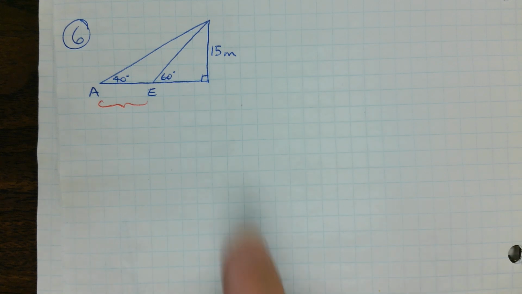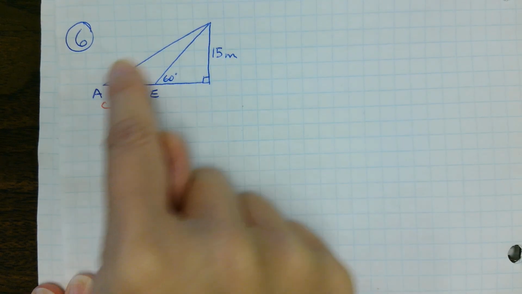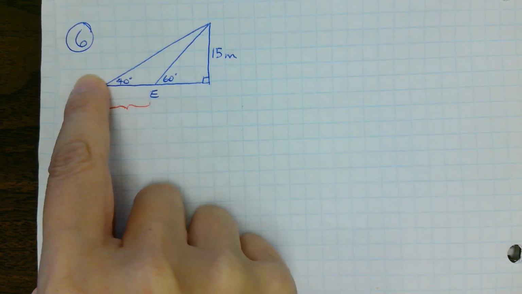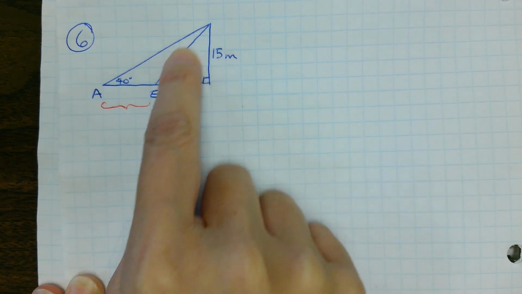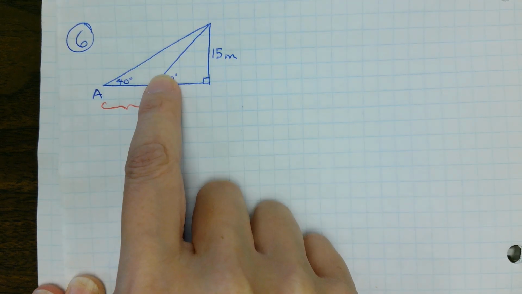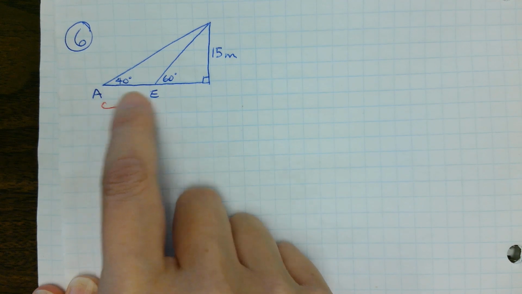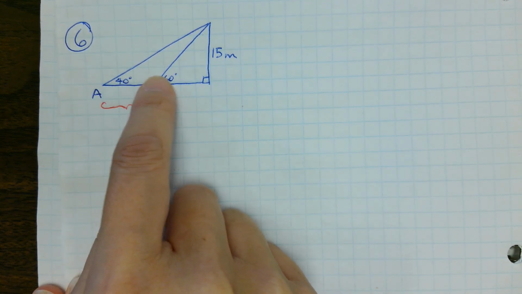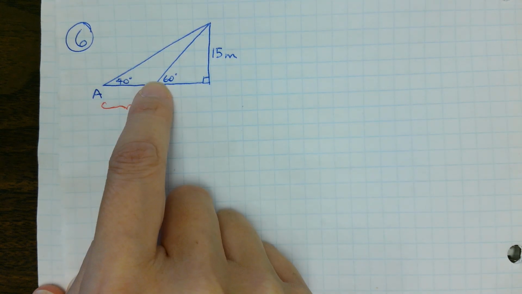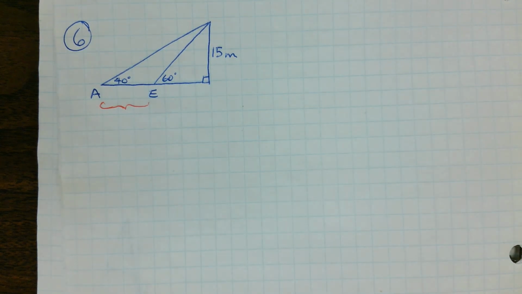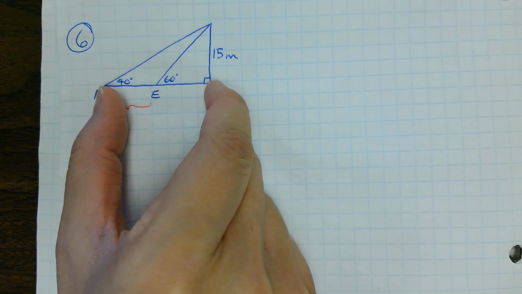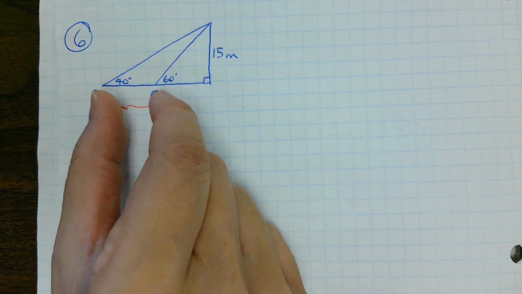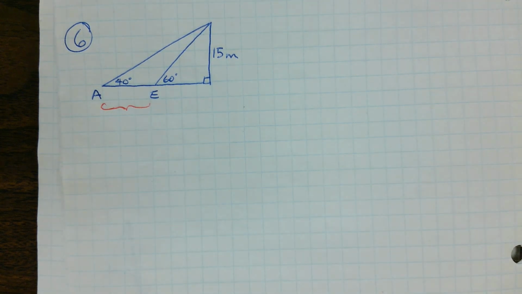Yeah, there's actually 3. There's this big one, there's this small one, and then there's also this one right here. Okay, but again, this small one, I know I'm looking for A to E, but this right here is not a right angle triangle, so I cannot use SOHCAHTOA on this small one. So what do I have to do? Find the distance of this whole length, find the distance of this length, and now I'm going to subtract it to find the distance between A and E.